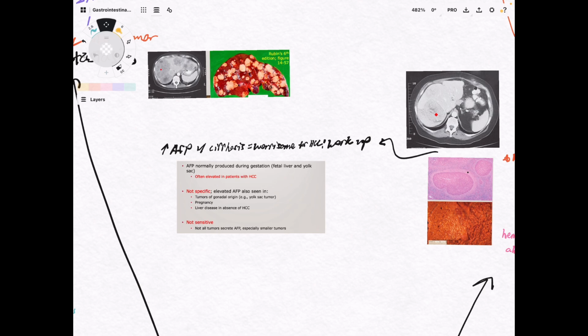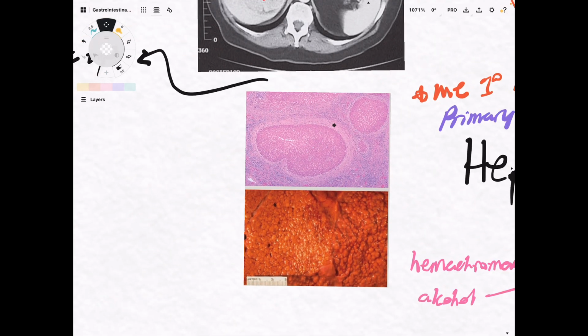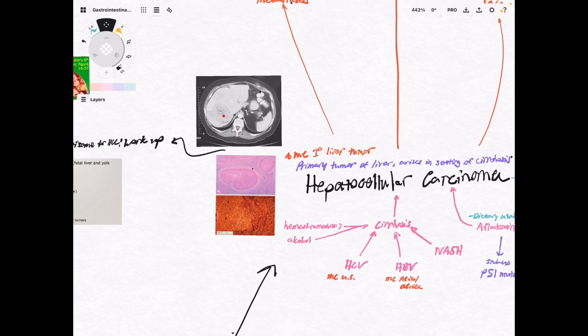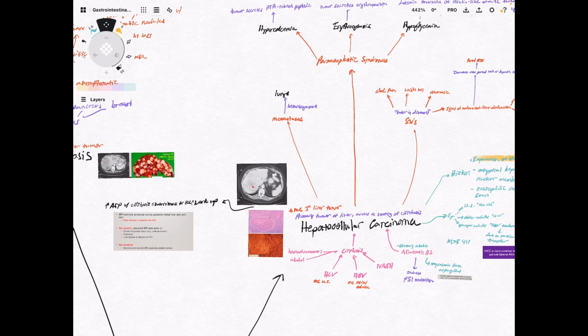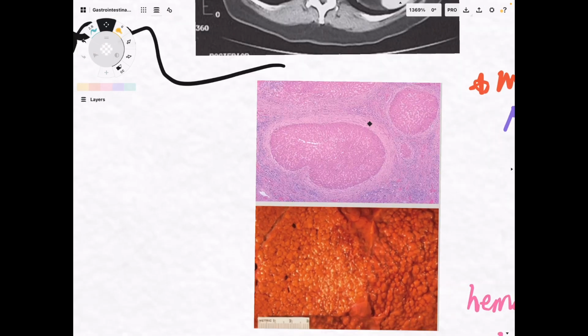So here's a histo image of an AFP or non-AFP hepatocellular carcinoma. So it's just like that nodule of tissue. And you will see the thickening of hepatocyte cords there.